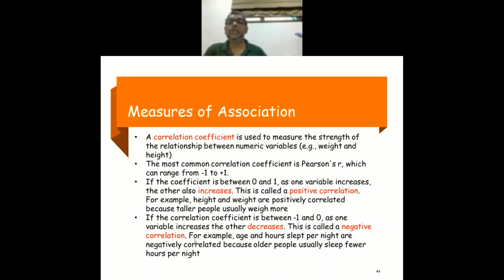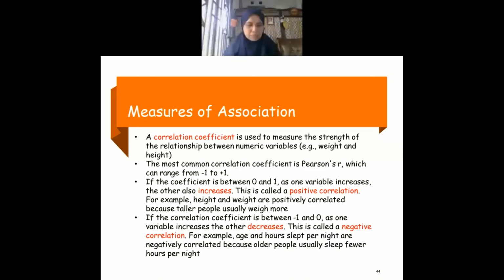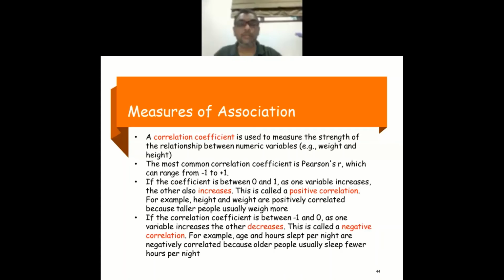For example, age and hours slept per night are negatively correlated because older people usually sleep fewer hours per night. So they are negatively correlated. Okay, it's negative. So when we say it's negatively correlated, it means there is no relationship. Okay, positive means yes, there is a relationship. But adakah apa yang kita kata ni salah? Tidak. Whether it's a negative relationship or a positive coefficient, both are acceptable because you have proven that there is no relationship.